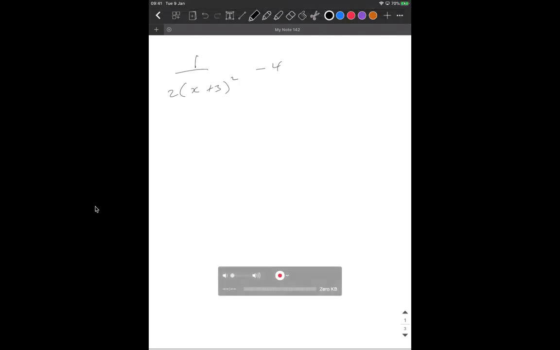Hi everyone. I've had some students ask about truncuses and how to find x-intercepts. So I've got an example here. I did go through this in a Zoom session this week.